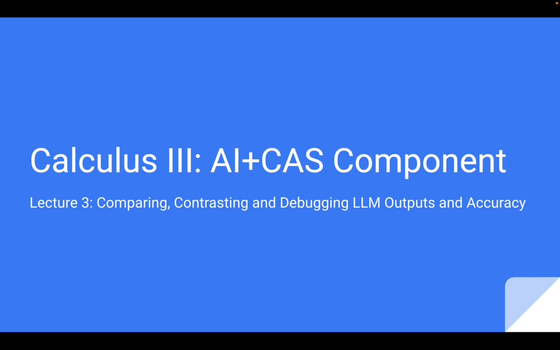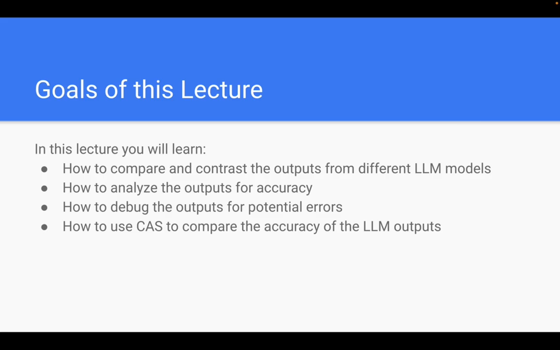Today will be the third and final lecture of the series, which will focus on comparing, contrasting, and debugging LLM outputs and analyzing their accuracy. The goal of this lecture is to learn how to critically evaluate LLM-generated solutions. In this lecture, you will learn how to compare and contrast the outputs from different LLM models, how to analyze the outputs for accuracy, how to debug the outputs for potential errors, and how to use CAS to compare the accuracy of the LLM outputs.